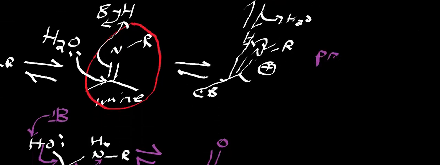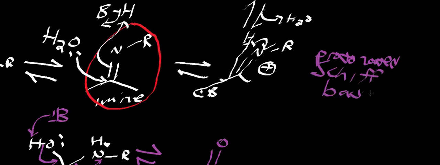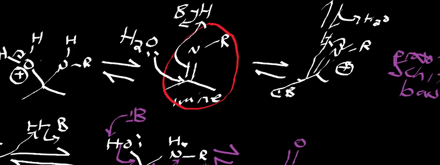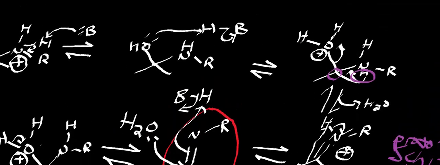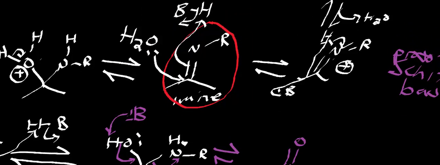this is our protonated Schiff base, right? Now, the protonated Schiff base is in equilibrium with our non-protonated Schiff base, so we just simply refer to that as our Schiff base. Now, if we want to reverse the Schiff base formation, that's just going to be our Schiff base hydrolysis.